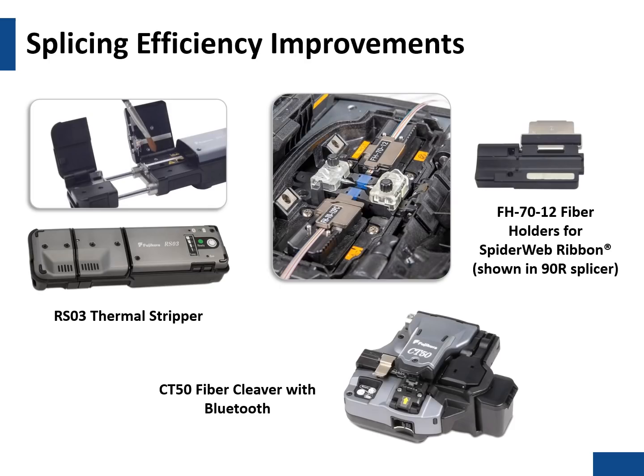The stripper that's used in mass fusion shows you the fiber holder that's used in splicing traditional matrix ribbon or spiderweb ribbon, or foldable ribbon. And then you see the cleavers. The newer cleavers and the thermal strippers actually communicate to the splicers via Bluetooth and give feedback to the technician to understand the splices being affected possibly by the cleave quality and the number of cleaves that you put on a particular blade section.